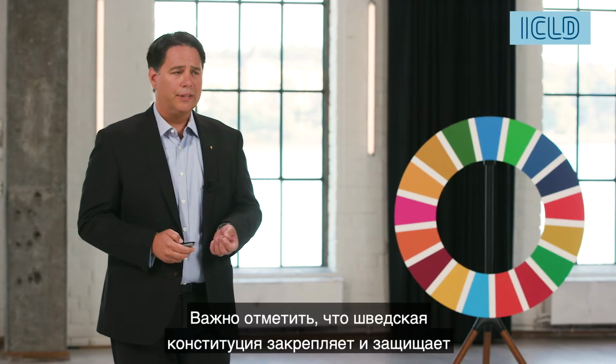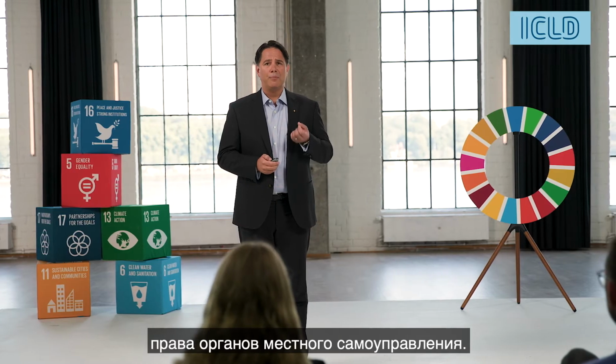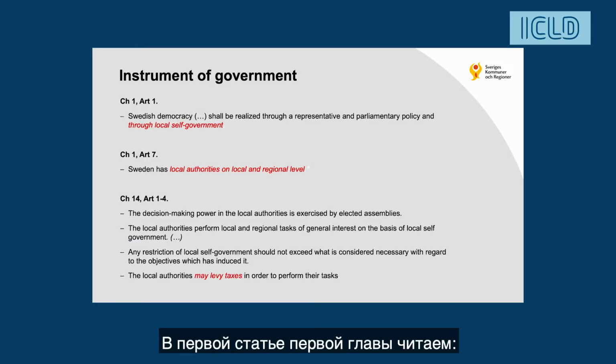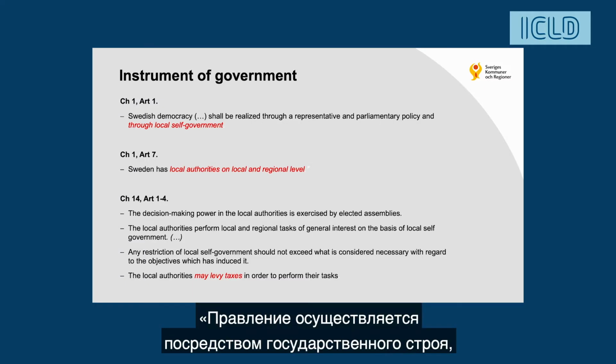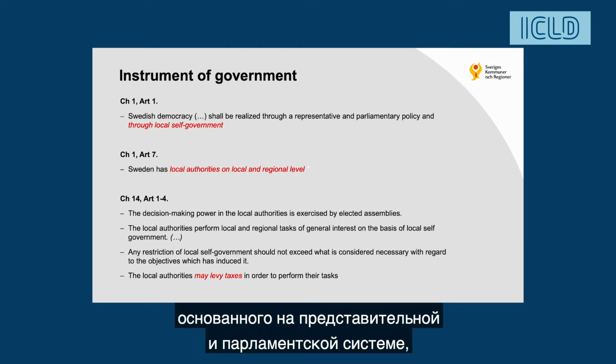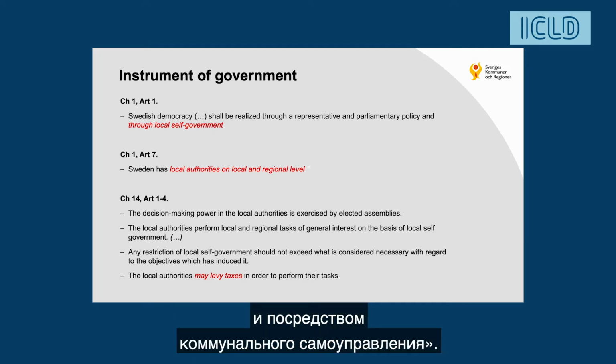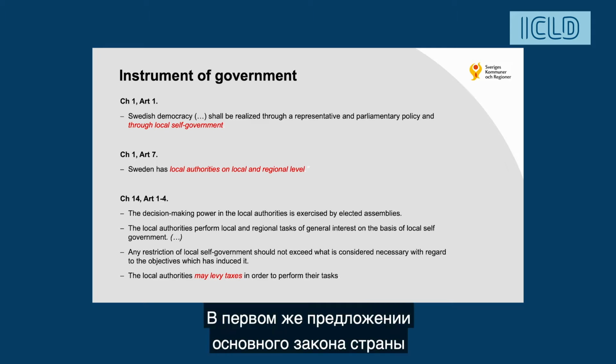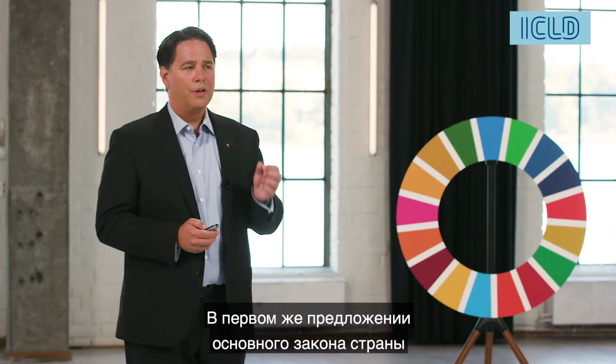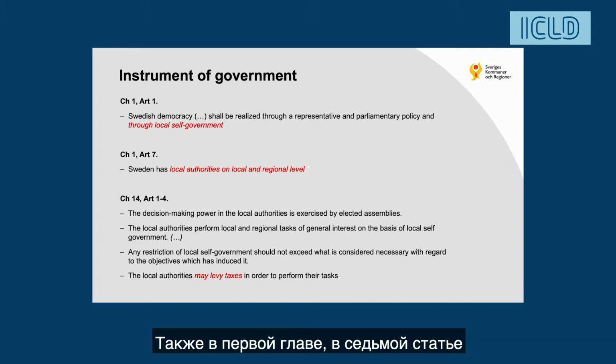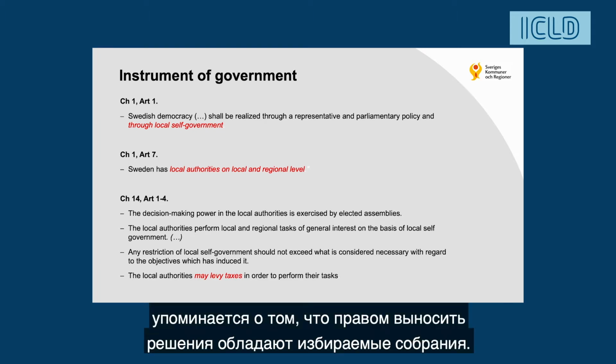But it's important to notice that we have a constitution here in Sweden that defines and protects local self-government. In the first chapter, in the first article, we define Swedish democracy as realized by representative and parliamentary policy, and through self-government, local self-government. So already in the first sentence of the constitution, the local and regional level is mentioned. And in chapter 1, article 7, again, it says who will be in charge: the local and regional authorities.